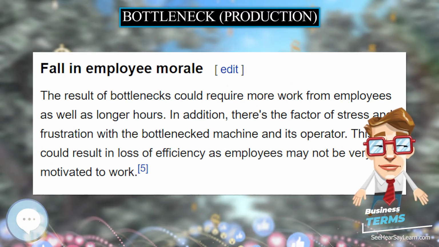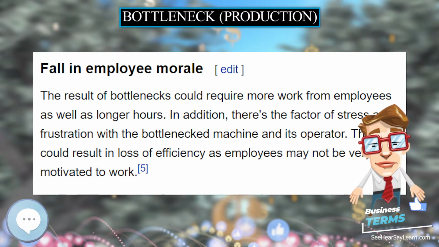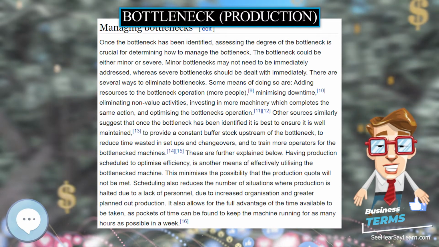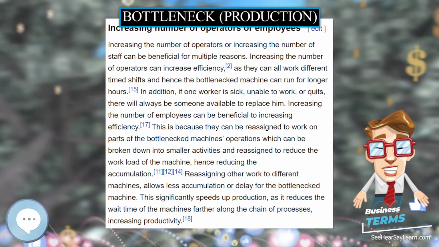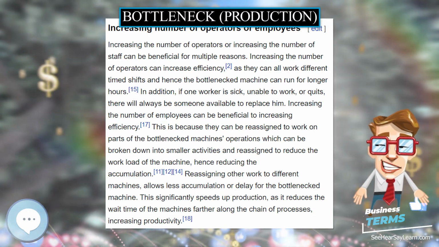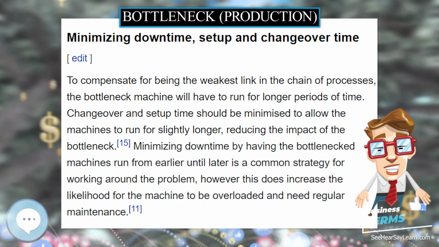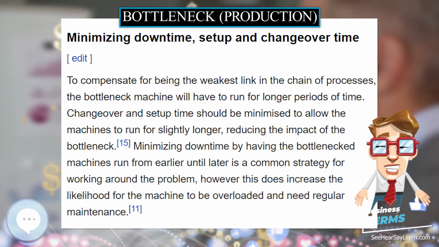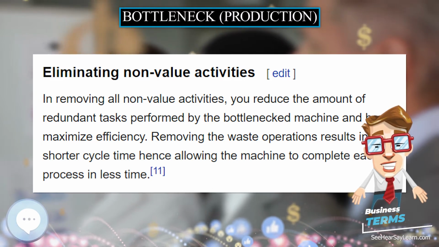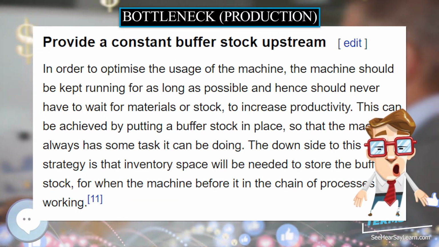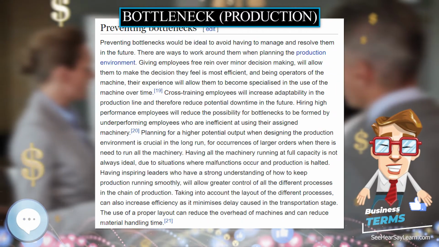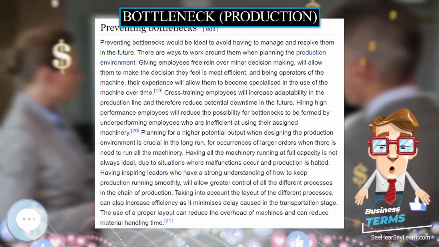This is because they can be reassigned to work on parts of the bottlenecked machine's operations which can be broken down into smaller activities and reassigned to reduce the workload of the machine, hence reducing the accumulation. Reassigning other work to different machines allows less accumulation or delay for the bottlenecked machine. This significantly speeds up production, as it reduces the wait time of the machines farther along the chain of processes, increasing productivity.